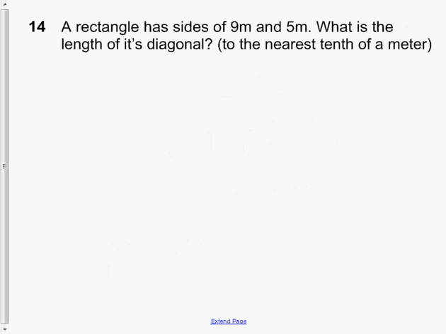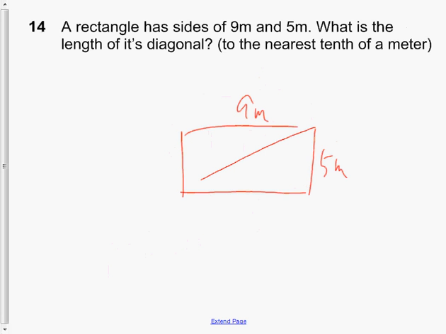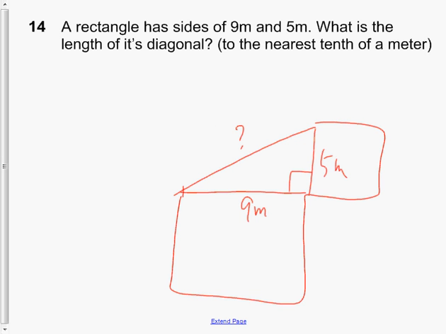Question 14 says a rectangle has sides of 9 meters and 5 meters. What is the length of its diagonal? Well, that simply means it's the hypotenuse of a right triangle. So if I get rid of all that and put 9 meters here, it's really just this question. A squared plus B squared equals C squared.